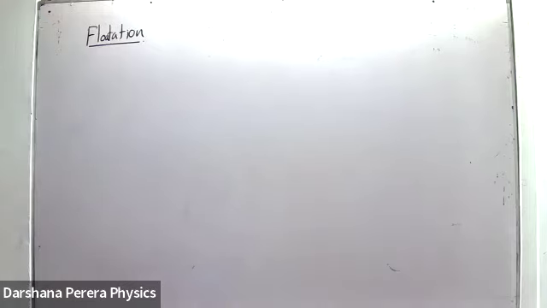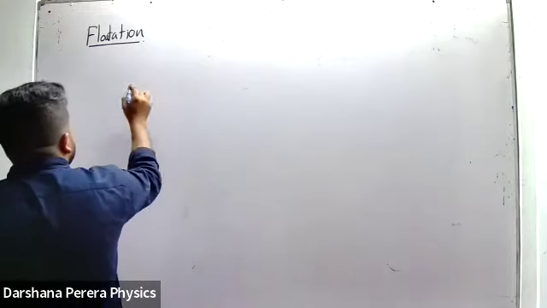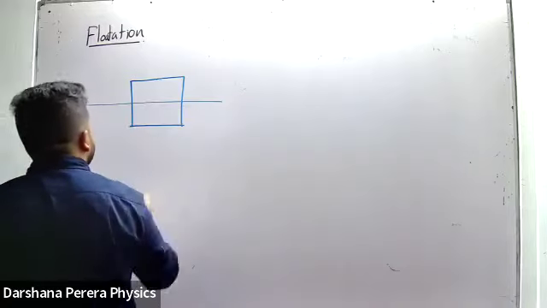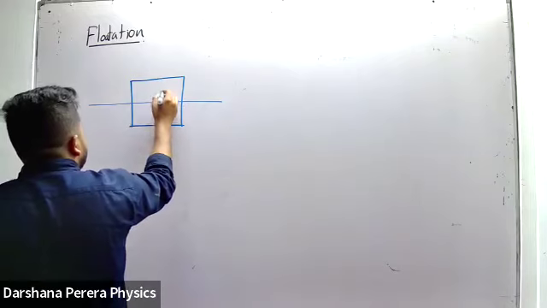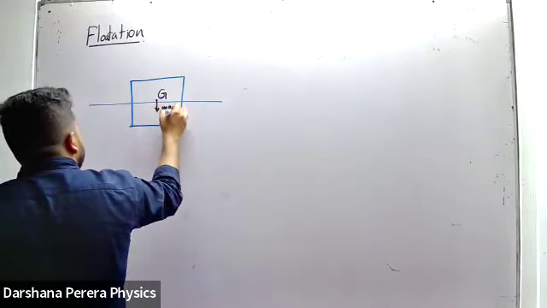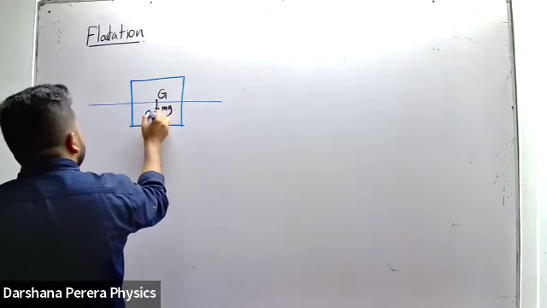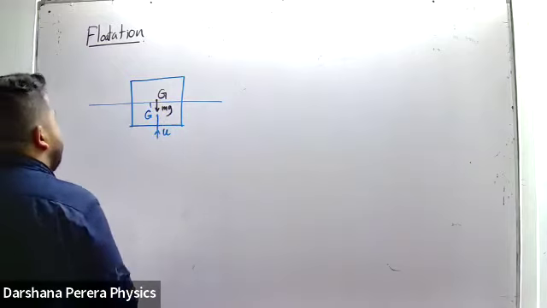What is flotation? What do we mean by flotation? If an object is floating, it is flotation. So the center of gravity is this, mg, then the center of buoyancy is G dash, u. Okay.